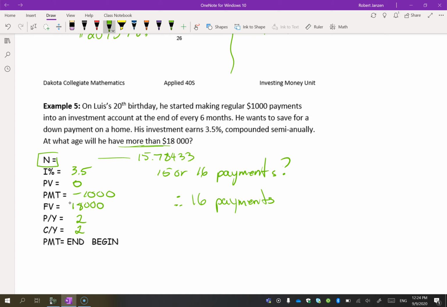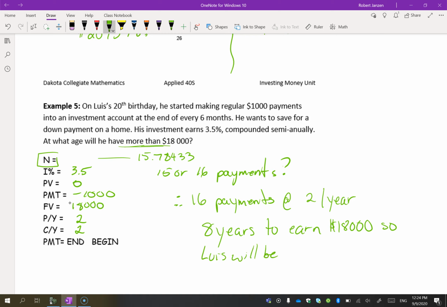Okay. So if he makes 16 payments, remember that there are 2 per year. So that means it would take 8 years to earn $18,000. So Louis will be 28 years old.